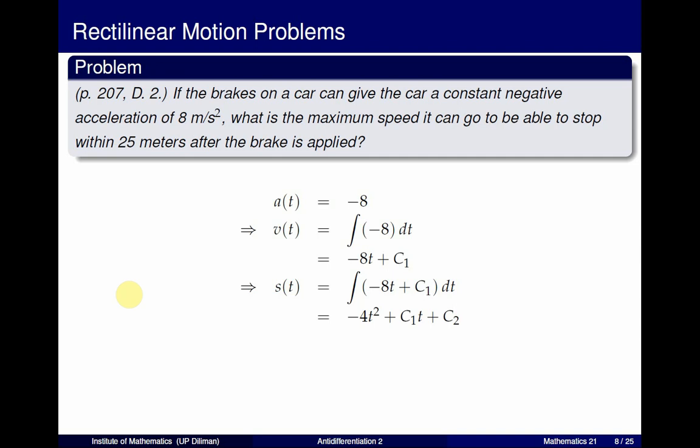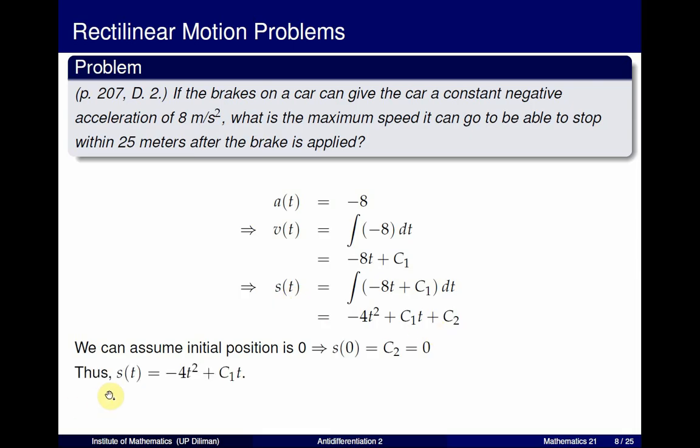So we will look at the problem again. What are we given here? We want the car to stop within 25 meters after the brake is applied. There is no indication of position, but there is a distance traveled. So that means we may assume that the initial position is 0 so that it's easy to compute. But initial position is the same as S of 0. So S of 0, we want it to be 0, but S of 0 is c2. So c2 is just 0. So let's substitute the value of c2 into S of t. So S of t is negative 4t squared plus c1 t.